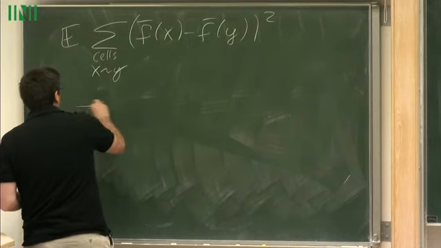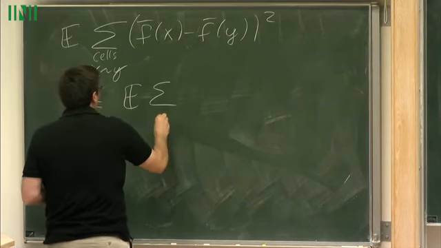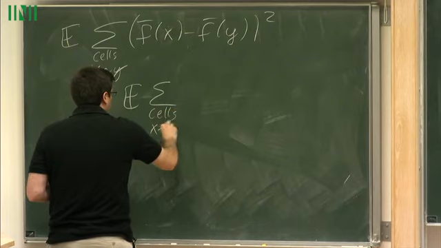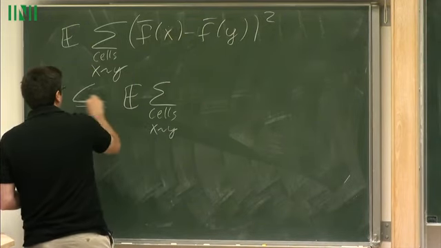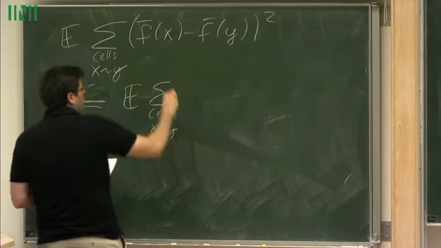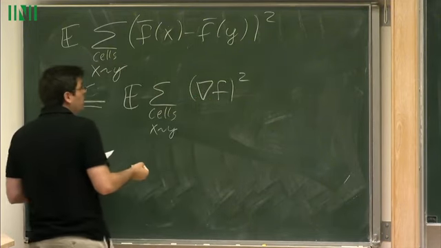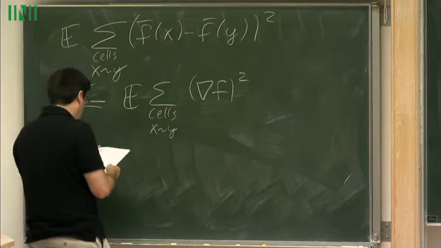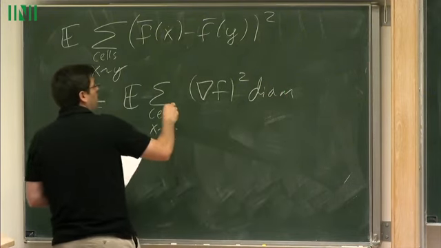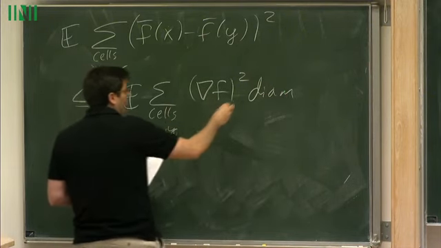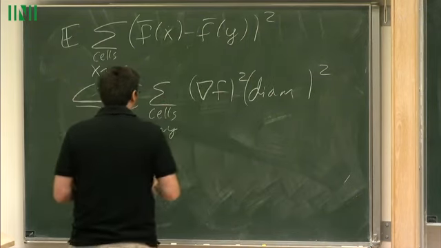And so this is basically the same thing as taking an expectation of the sum over your cells, where x is adjacent to y, and let's say it's an upper bound. If you just replace your function by its gradient, evaluated at some point inside of your cell, you replace this difference just by the product of the diameter squared and the gradient squared. So you have something like this, okay?